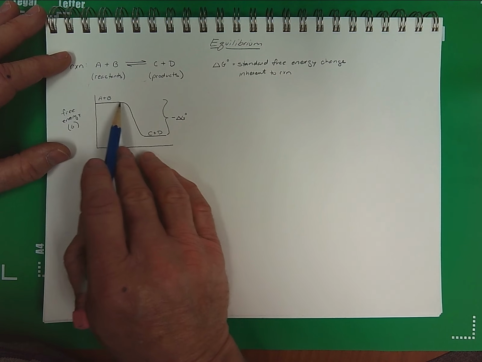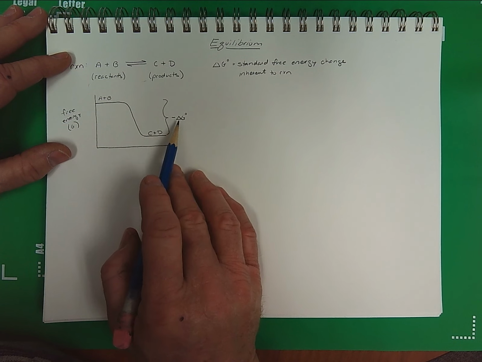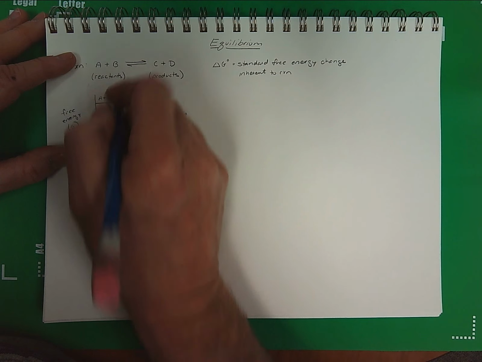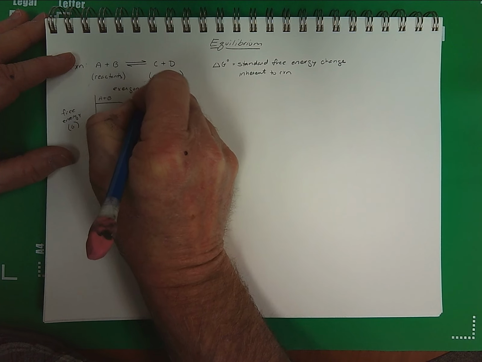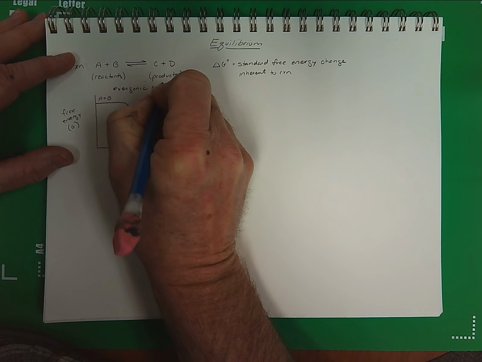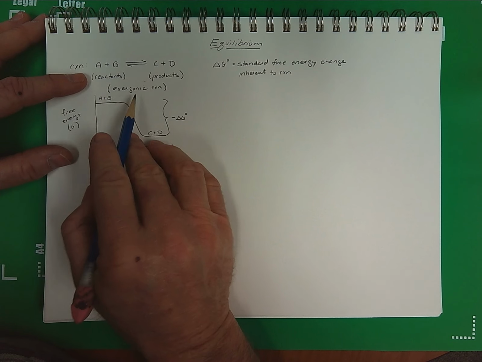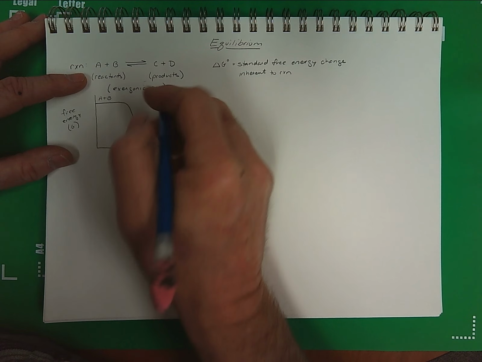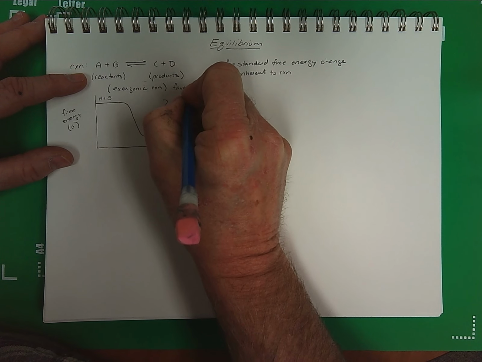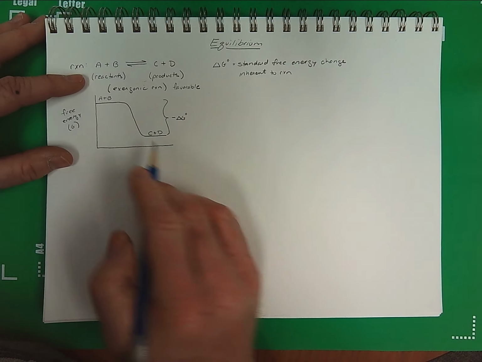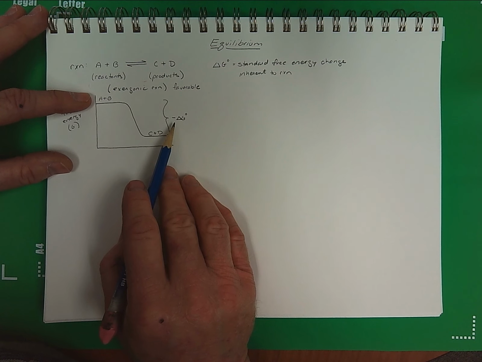Now the fact that the way we've drawn it here is a negative free energy change means that this is an exergonic reaction. Recall exergonic reactions give off energy, and these are favorable. And this reaction will proceed to the right because we have a decrease in energy.